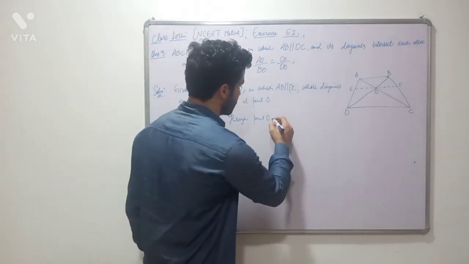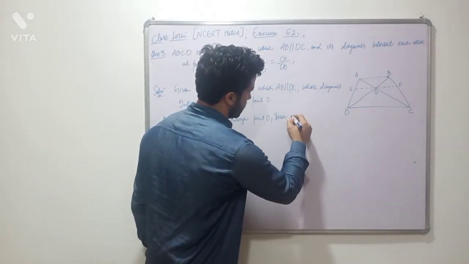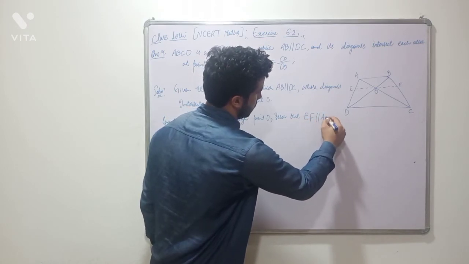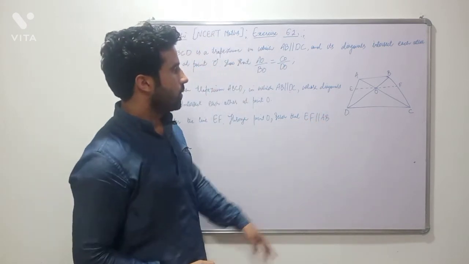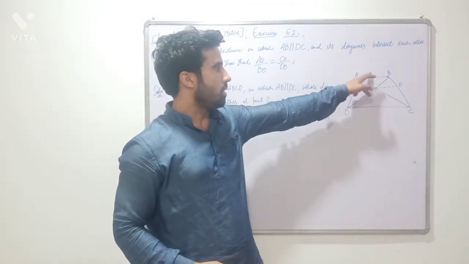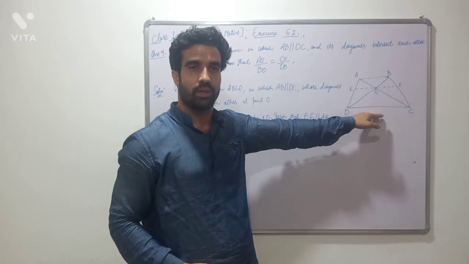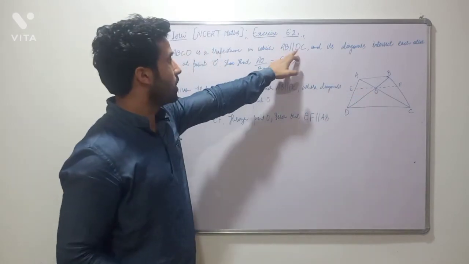So I will write here such that this EF is parallel to AB. Now look here, if this line EF is parallel to AB, this means that this line EF will be parallel to DC, right? Why? Because AB is parallel to DC.